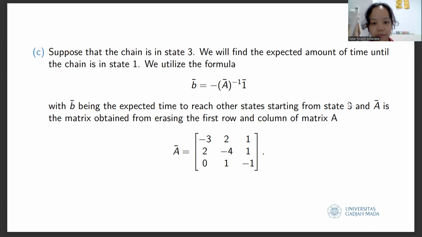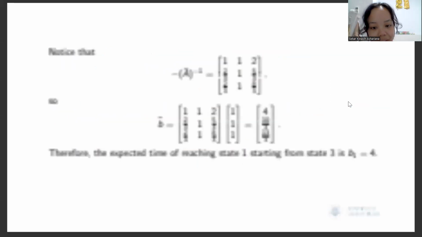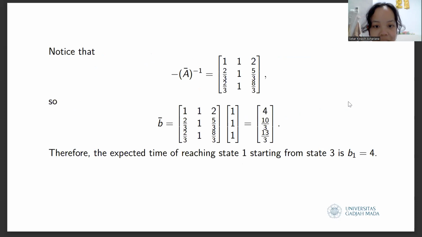So we want to find the expected amount of time until we reach state 1. So we erase the first row and first column of the matrix A, and we obtain A bar. Now that we have obtained A bar, just find the inverse. You can do it with a calculator, you can do it by hand. So we find the A bar inverse is this, and then you take the negative of it. Negative A bar inverse is 1/2, 2/3, 1, 5/3, 2/3, 1, 8/3.